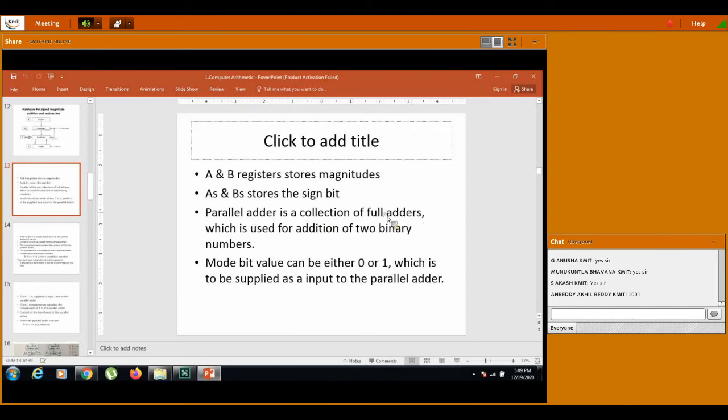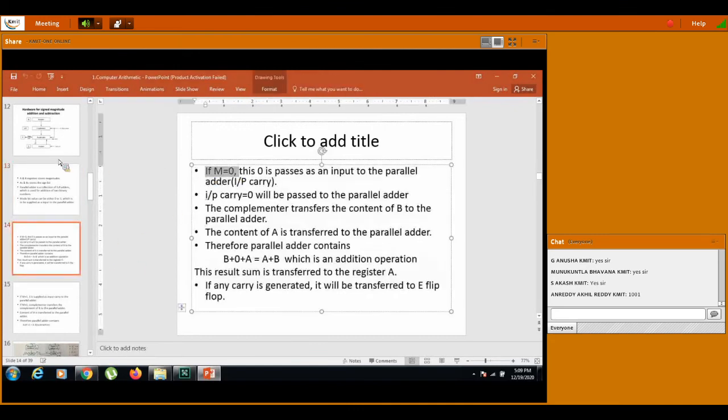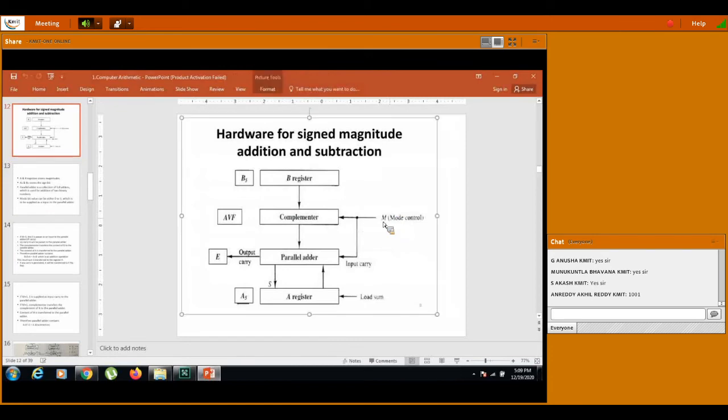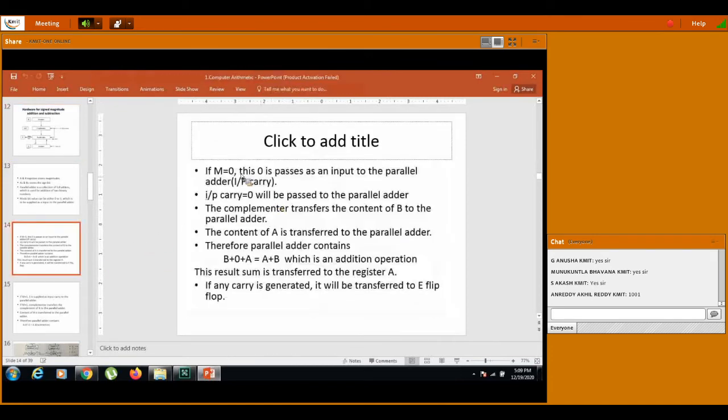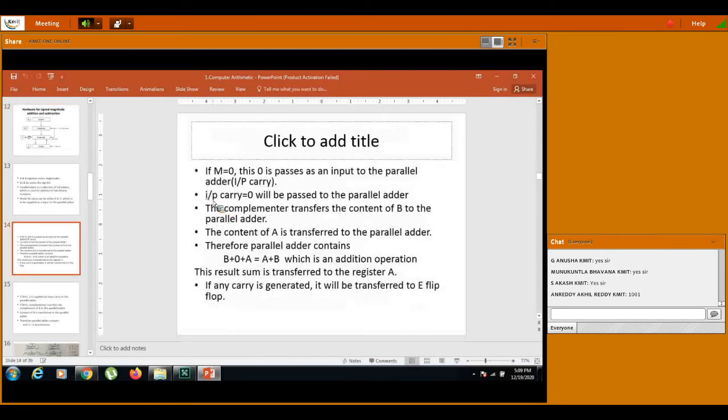A parallel adder is a collection of full adders. The mode bit value can be either 0 or 1. If M is equal to 0, here we take something called mode control M. So M equals 0. This 0 is passed as an input to the parallel adder, so the input carry 0 will be passed to the parallel adder.